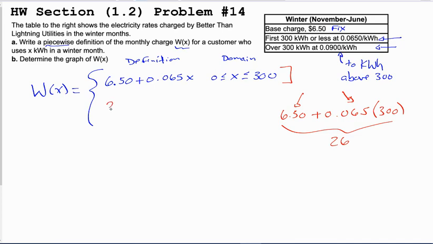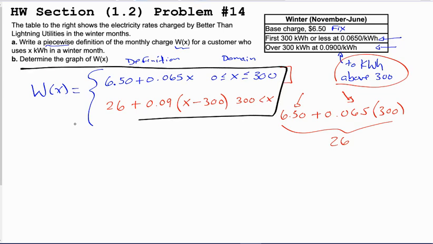That means that this next function is going to start at 26, and then add to that 0.09 times, we said only for kilowatt hours above 300, so we're going to say x minus 300. And that would be our second definition, and this would be for 300 less than x. So this gives us our complete piecewise function. This is definition number 1 up here and definition part 2, and they each belong to their own domain.